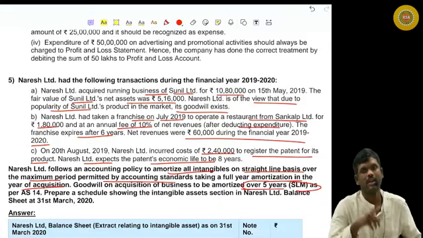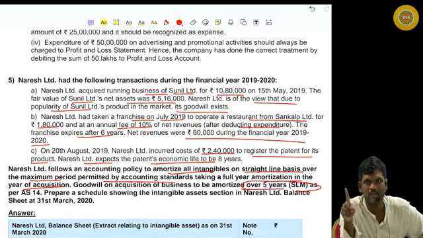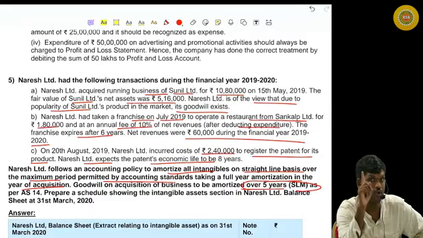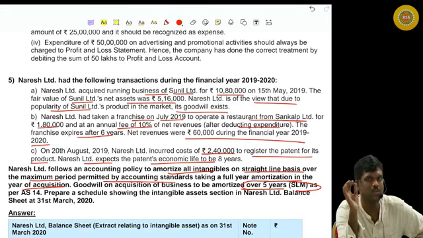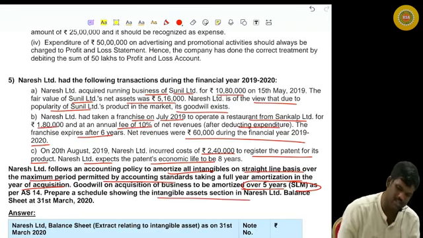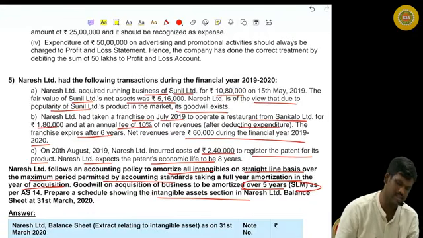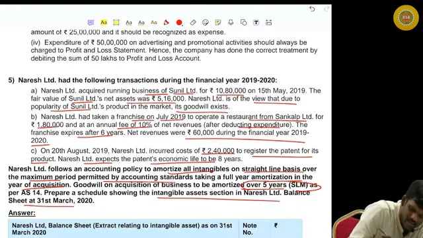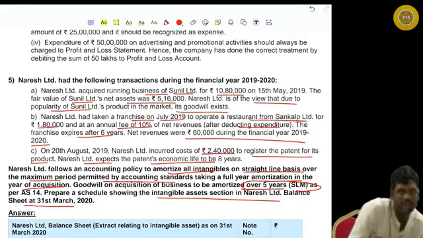Guys, remember, AS26 says all the intangibles should be amortized over a maximum period of 10 years. In the same way in AS14, I would have told you this point again and again when I was revising AS28. Here again I am telling, as per AS14, goodwill can be amortized only for a maximum life of 5 years. Prepare a schedule showing the intangible assets section of Naresh Limited's balance sheet as at 31st March 2020. Simple. See, first point, these three are different transactions.